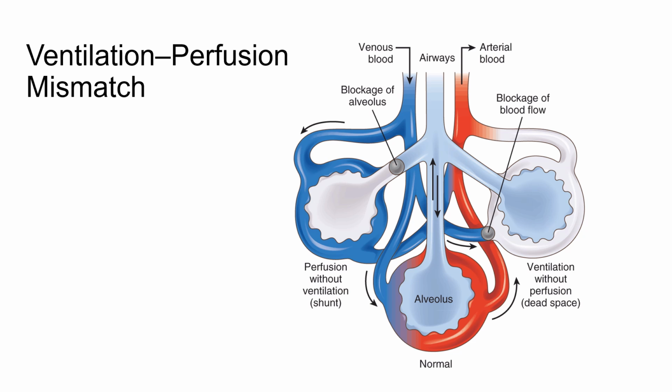Then we have shunt. Another contributor to ventilation perfusion mismatch is shunt. Shunt is the opposite of dead space, and it involves alveoli that are perfused but not ventilated. As you can see in the picture, these will typically occur because of some type of blockage. You see here there's a blockage of the alveolus. Okay, this is a shunt. And then here we have a blockage of blood flow, which is ventilation without perfusion, dead space.